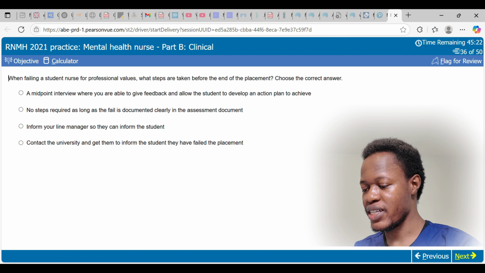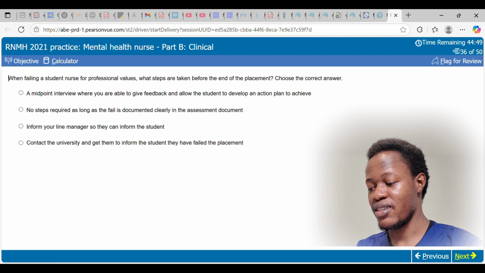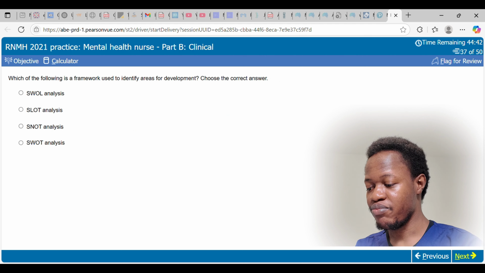When failing a student for professional values, what steps are taken before the end of placement? Choose the correct answer. A says a midpoint interview where you give feedback and allow students to develop an action plan. B says no steps required as long as the fail is documented clearly in the assessment document. No. C says inform your line manager so they can inform the student. No. D says contact the university and get them to inform the students they have failed the placement. No. So I think the best answer is A.